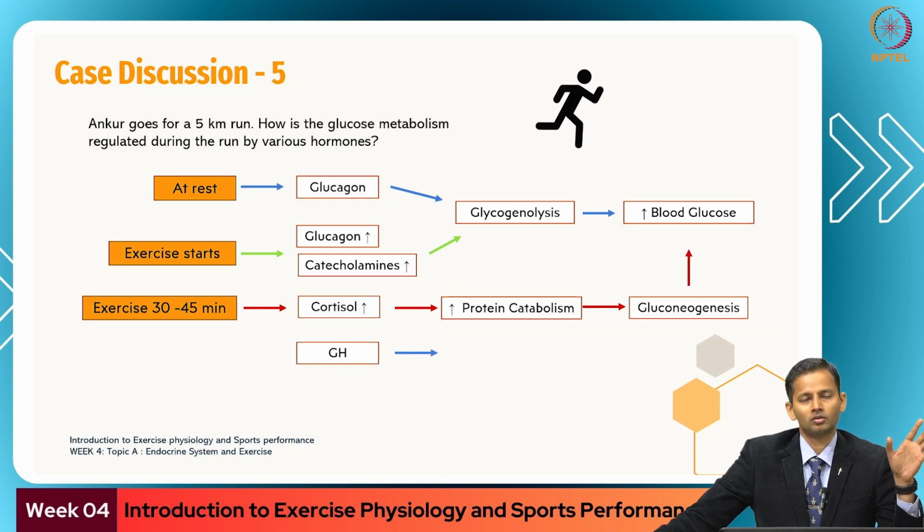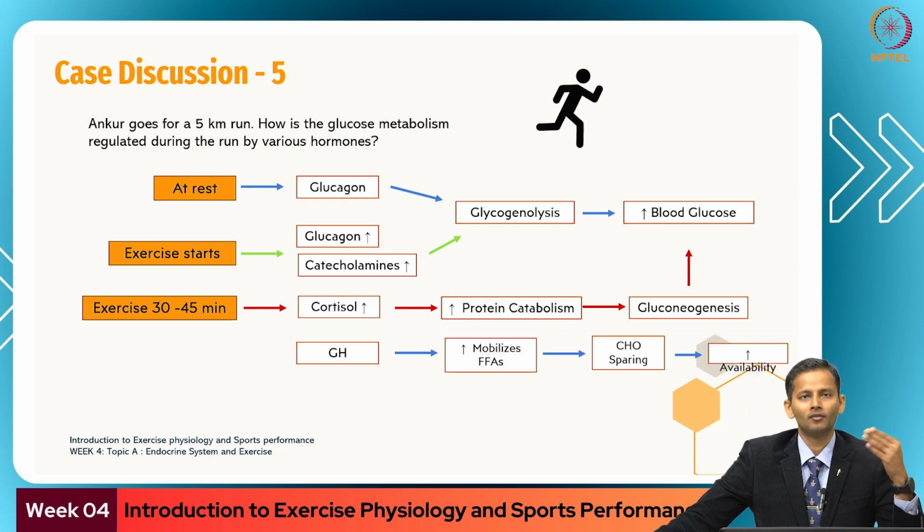Subsequently, the growth hormone, which is again secreted at 30 to 45 minutes of the activity, further increases the mobilization of free fatty acids with its anti-insulin effect, which we have seen. So, as a direct action, growth hormone acts on the adipose tissue to increase the free fatty acids, and thereby it spares the carbohydrates. Because of this, there is increased availability of carbohydrate for the immediate reserve.